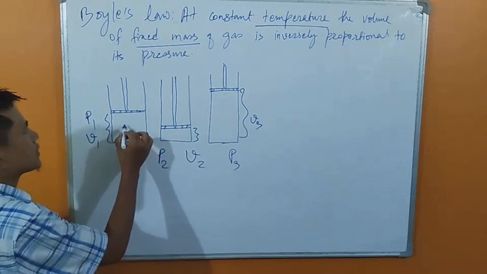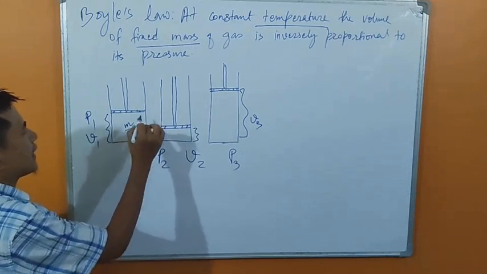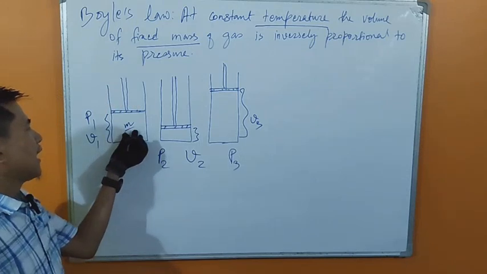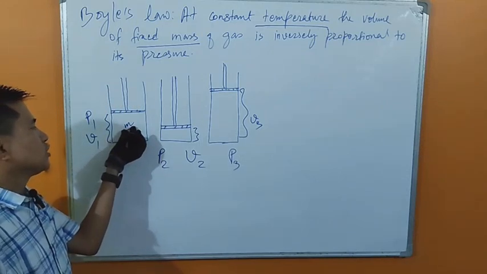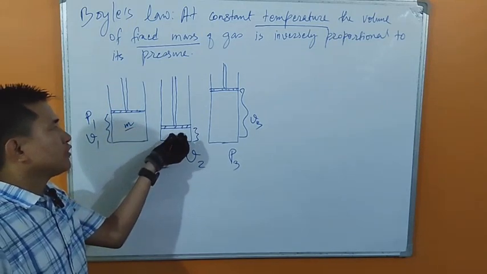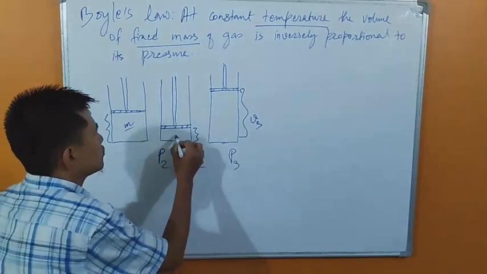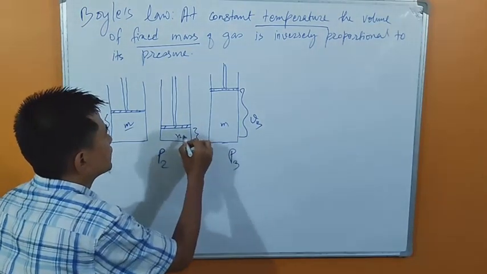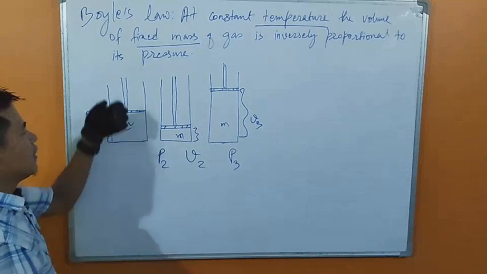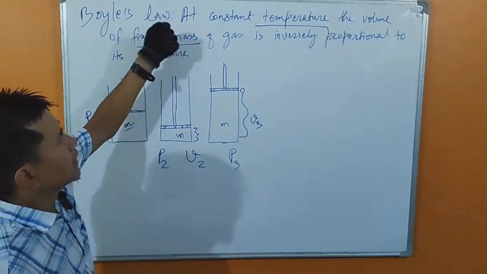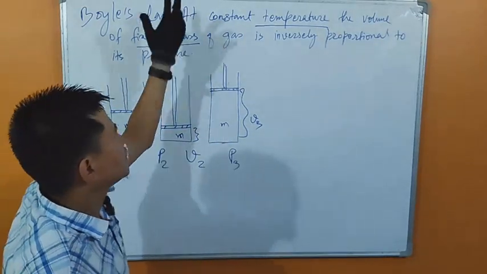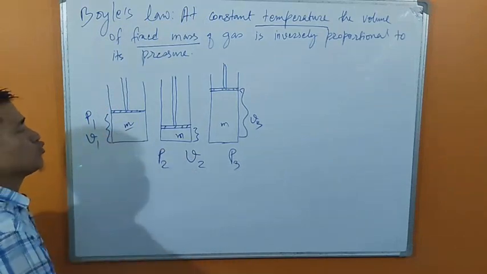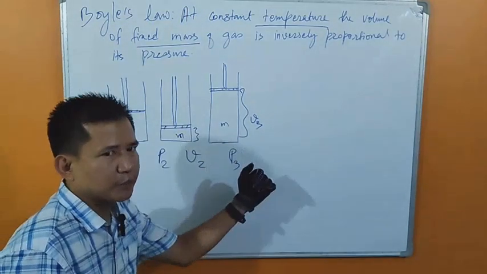Let us say mass of the gas in the first cylinder is m gram. The mass of the gas should be m gram here also, and the mass of the gas should be m gram in the third cylinder also. Actually, these are the same cylinder, only the pistons are moved up and down by applying pressure and releasing pressure. Mass of the gas should remain constant throughout the experiment.